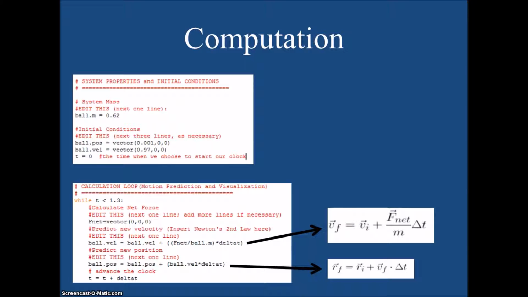Here we see parts of the Python code used to construct the computational model. The mass, position, velocity, and starting time are set in the first picture. The second picture is where the physics comes in. The two arrows show where the two equations from Newton's second law come into play in this lab.